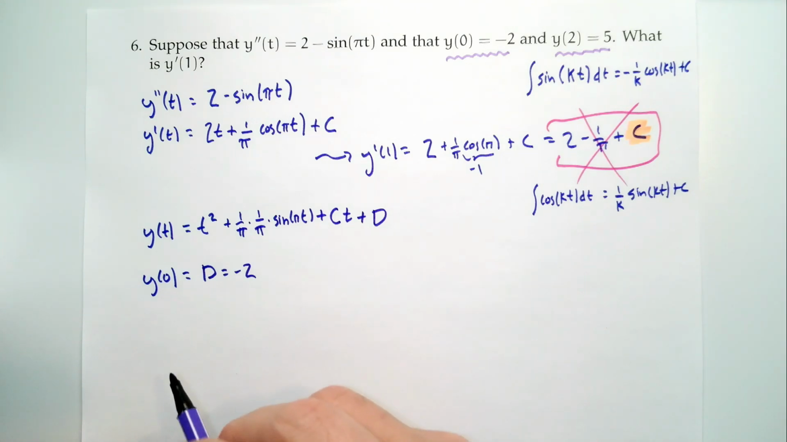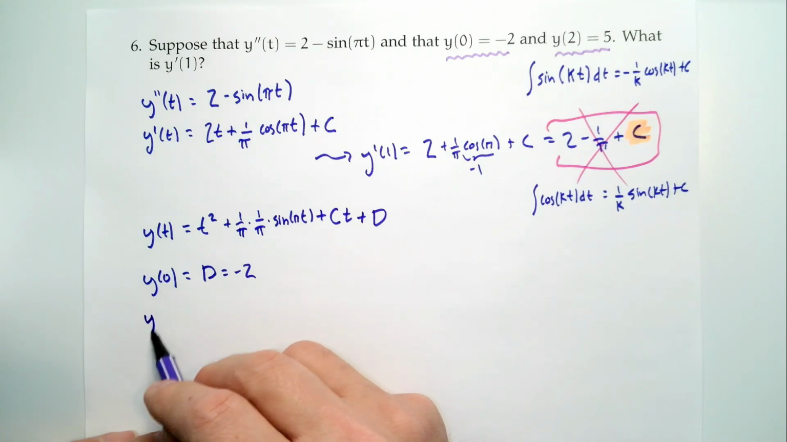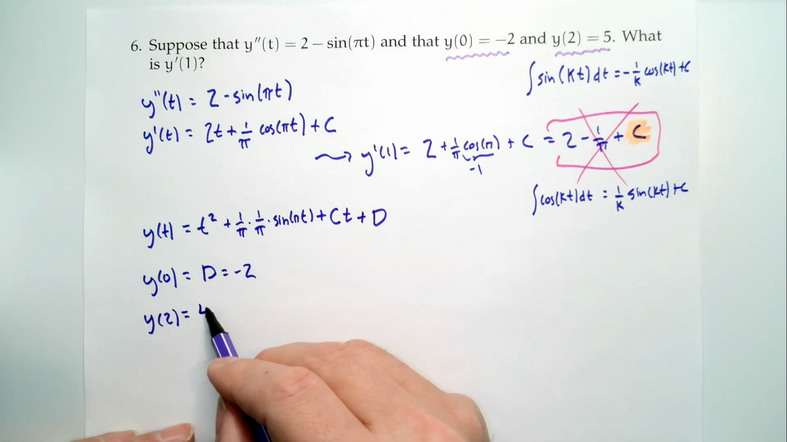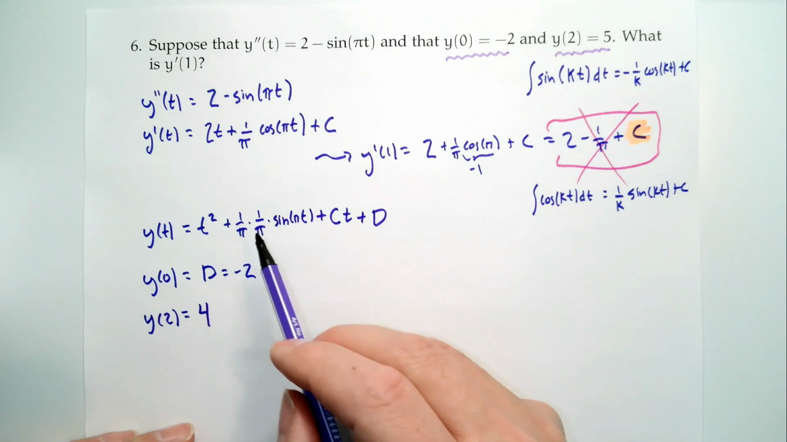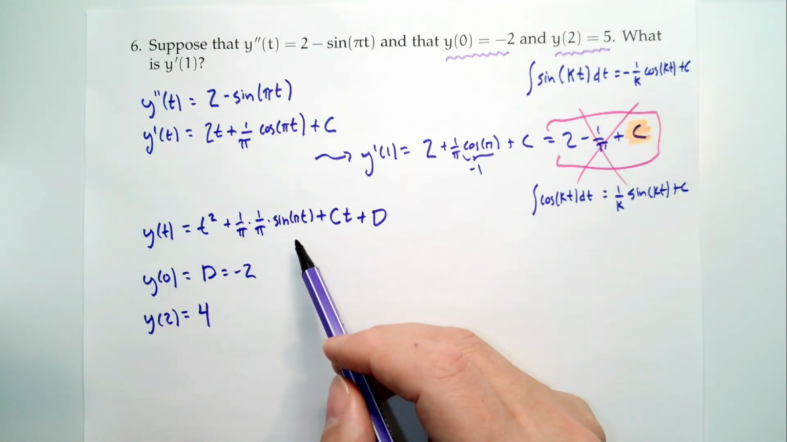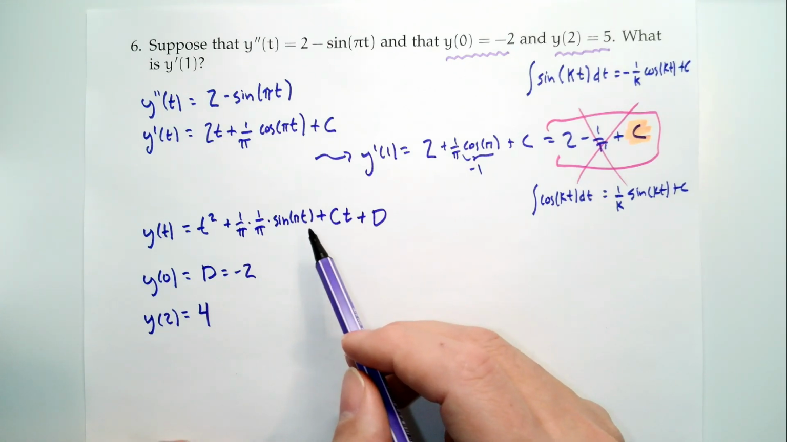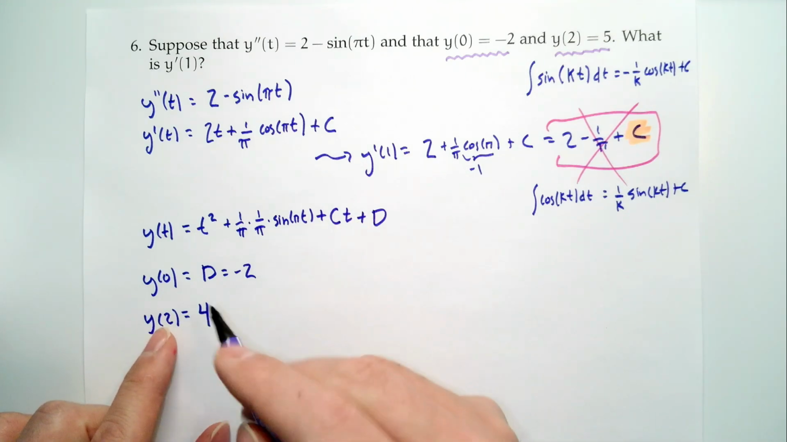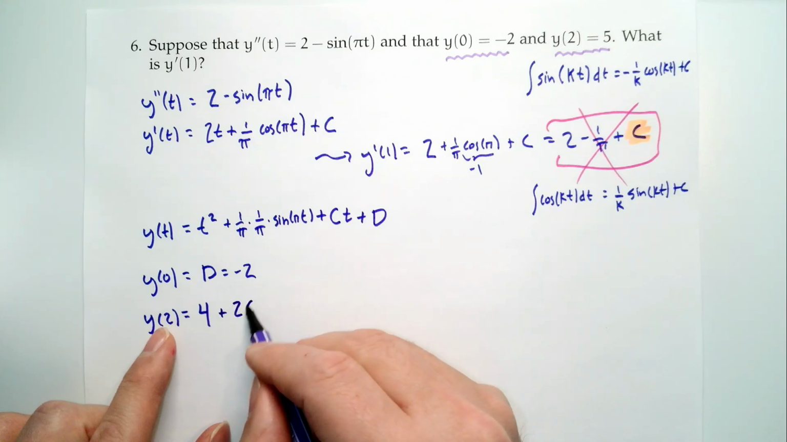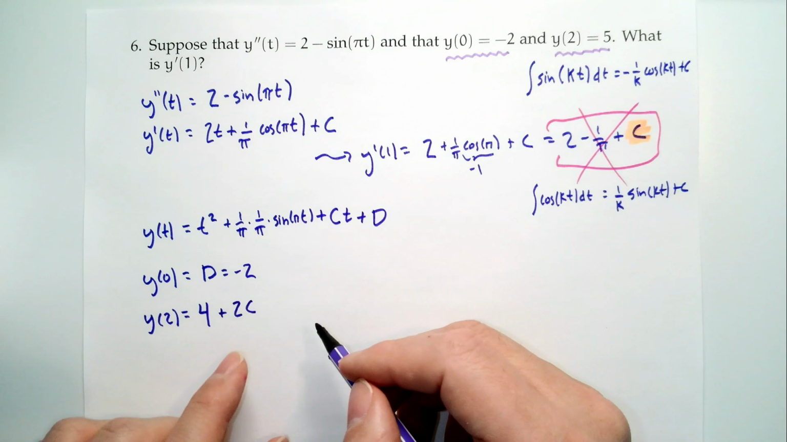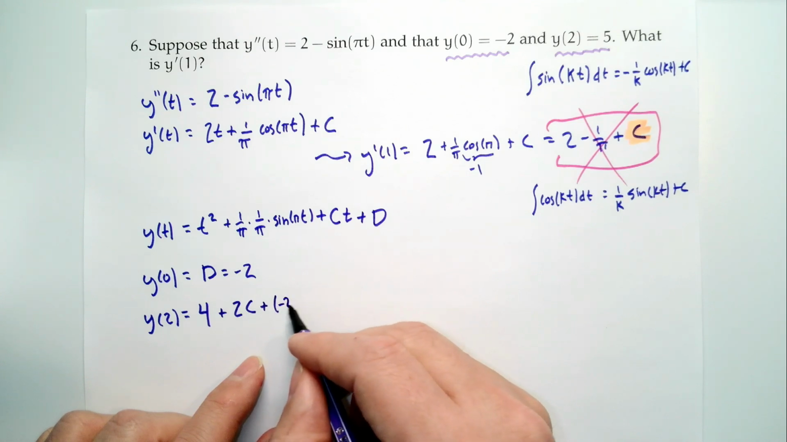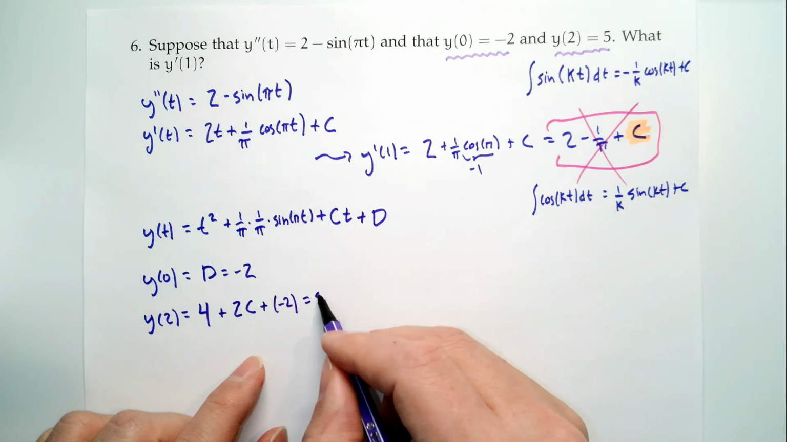All right, so that was actually pretty quick. Okay, cool. Now let's plug in 2. I suspect this one will be a little bit longer. Okay, so 2 squared is 4. We get 1 over pi times 1 over pi times sine of 2 pi. Sine of 2 pi is 0, so that's still 0. Then, plugging in t equals 2, we're going to get 2 times c. Well, I don't know what c is yet, so 2c. And then we're going to get plus d, so plus negative 2, and that's all going to equal 5.